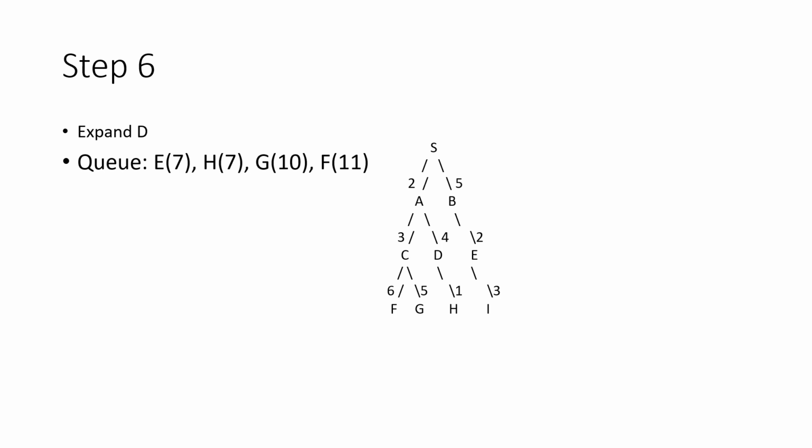Next is step 6, where we observe the expansion of D. From the previous step, we have the nodes E, followed by H, followed by G, and G moves to F. This is the overall representation of the connectivity for the step sizes.